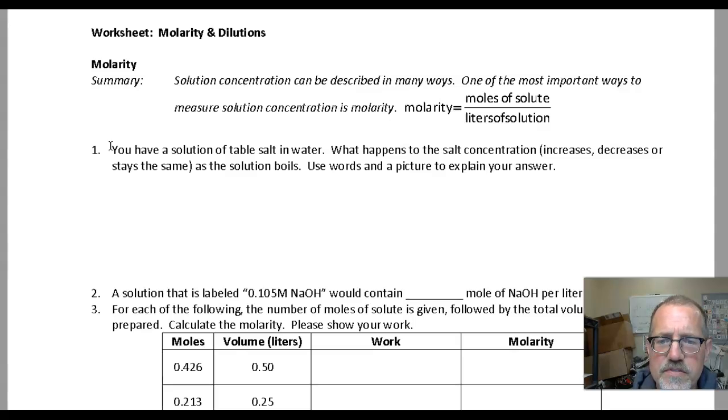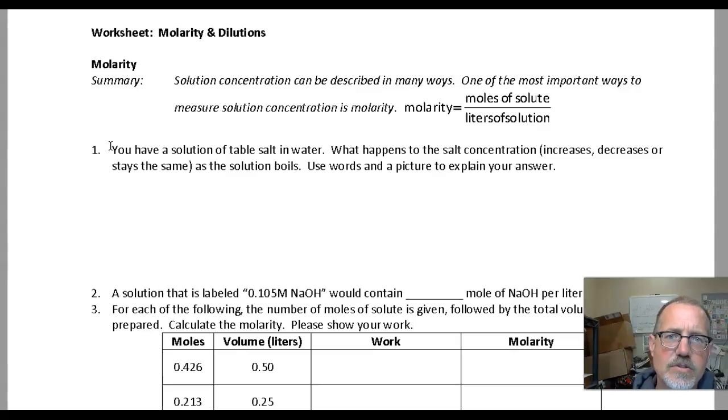You have a solution of table salt and water. What happens to the salt concentration as the solution vaporizes? And then use words and pictures to explain your answer. So basically what you're doing is you're taking some water that's within a beaker, you're putting it on the hot plate and allowing it to vaporize into water vapor.